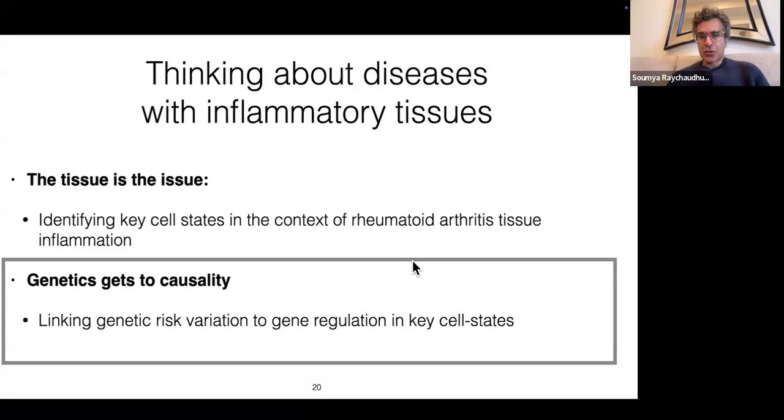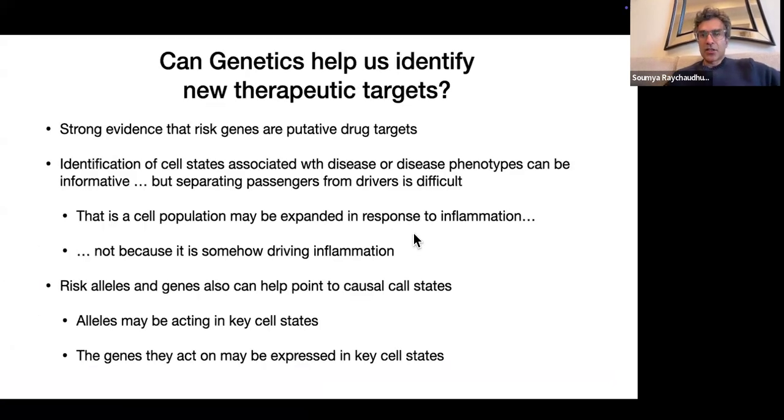So that's what's going on the tissue side. On the genetic side, we think it's really important to think about genetics and finding risk alleles. Can genetics help us identify new therapeutic targets? Can we define drugs that go after particular genes? Perhaps if we know that there's a genetic risk factor that's useful. There's already strong evidence that risk genes, based on genetics, are putative drug targets.